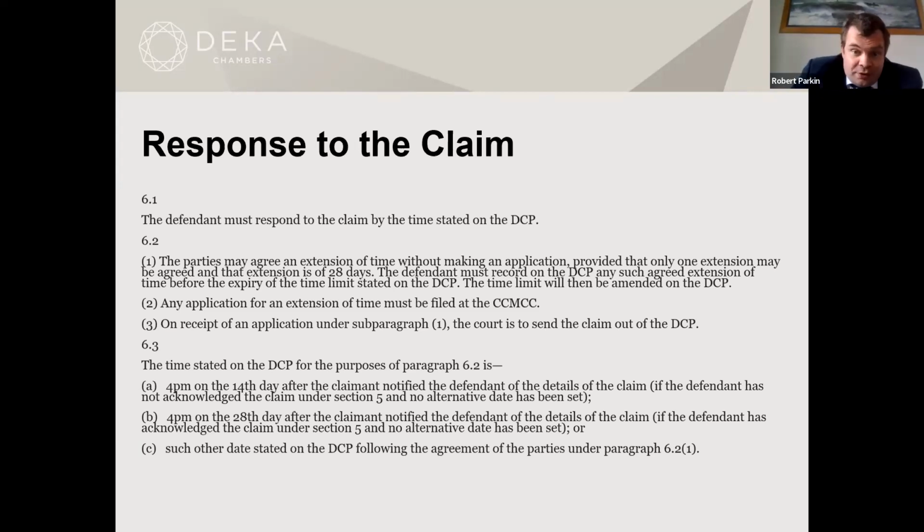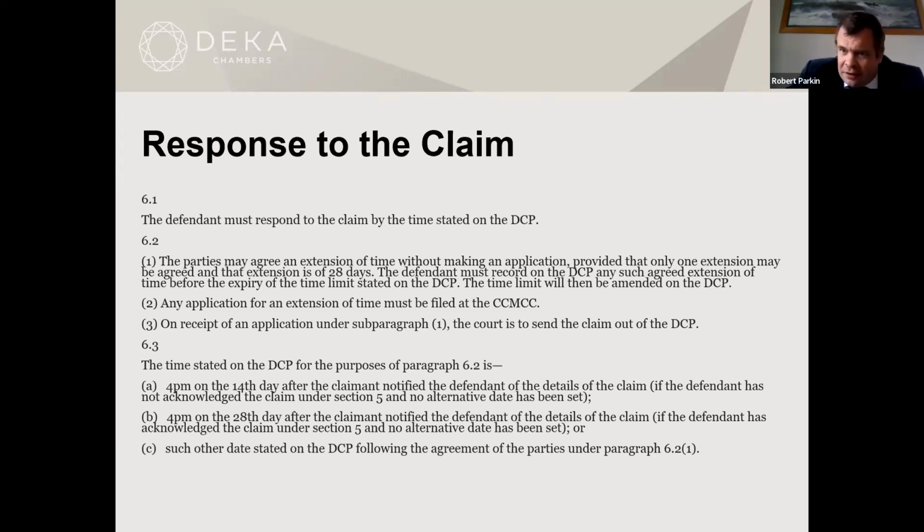The time for responding to the claim is 4 p.m. on the 14th day after the claimant notified the defendant of the details of claim, so 14 days from the particulars if no acknowledgement of service, and 28 days if there was an acknowledgement of service. So that works more or less the same way as paper litigation always has, or such other date stated on the DCP following the agreement of the parties under paragraph 6.21. So if they agree an extension of time, that's the time that takes effect.